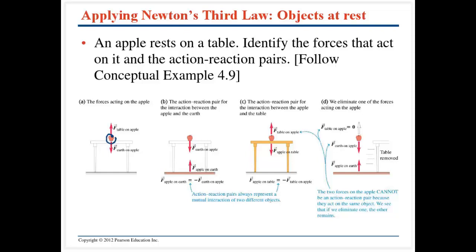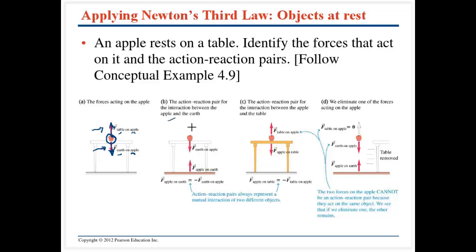Let's consider an apple sitting on a table. Now the apple is going to have a force downward that's due to its weight. This is the force of the earth on the apple, and it's going to be supported by the force of the table on the apple, because obviously the apple is not going to plummet down to the earth when it has a table underneath of it. However, while these forces are equal in magnitude and opposite in direction, these are actually not an action-reaction pair.